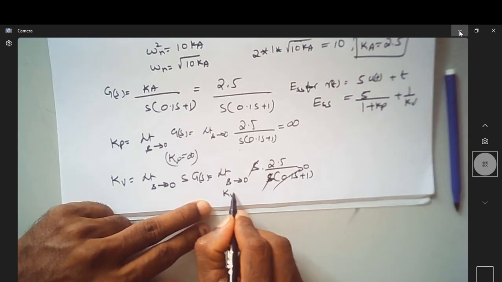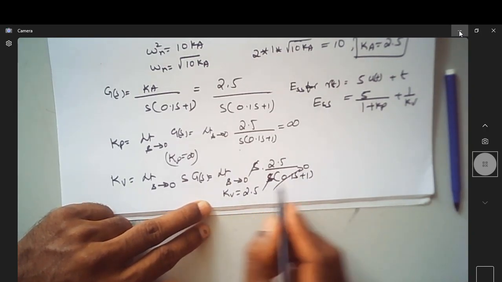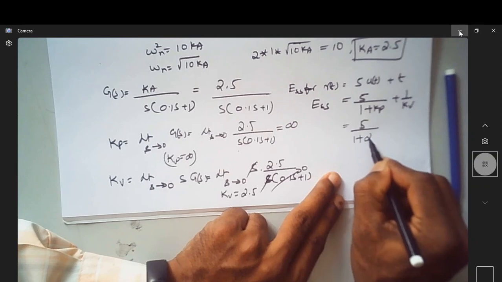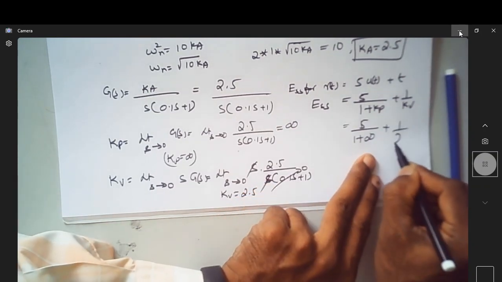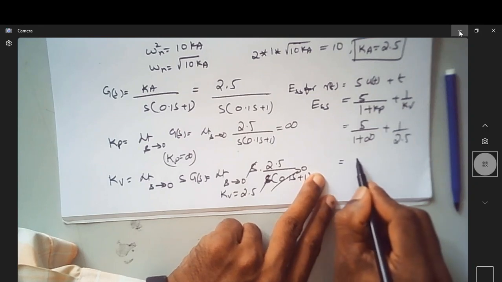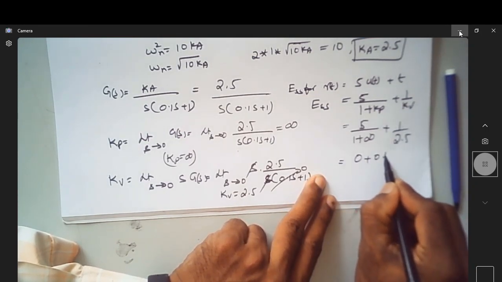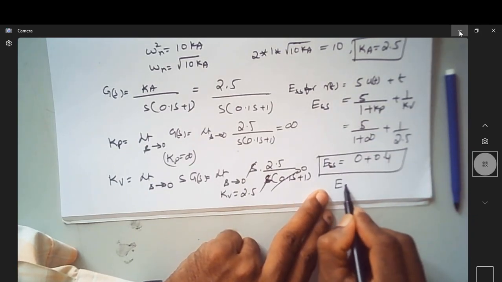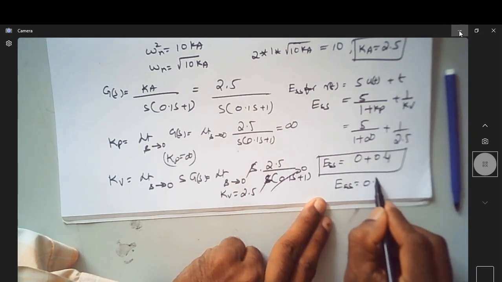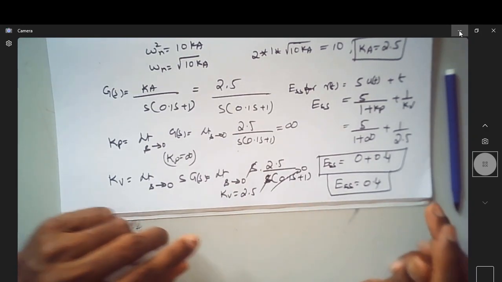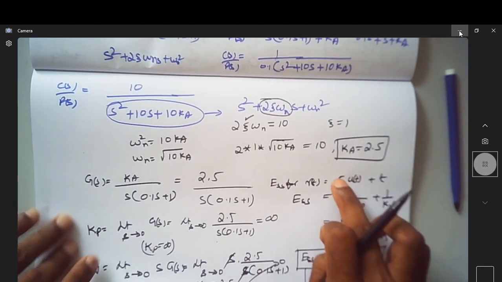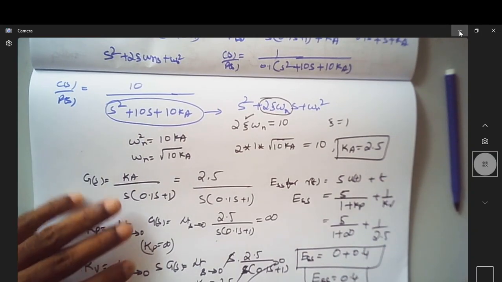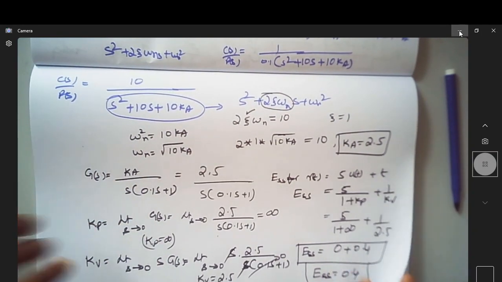So Kv is 2.5. Now ESS is 5 by (1 plus infinity) plus 1 over 2.5. So this is now 0 plus 0.4. This is what the ESS is. So ultimately the ESS for this system is 0.4, when you have an input which is 5 units of step and a ramp input. The ESS is 0.4.